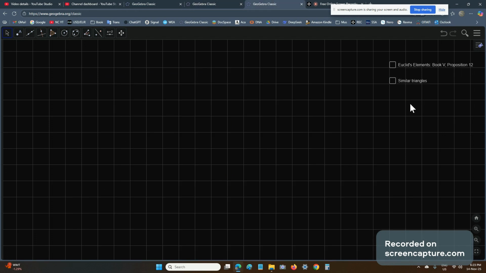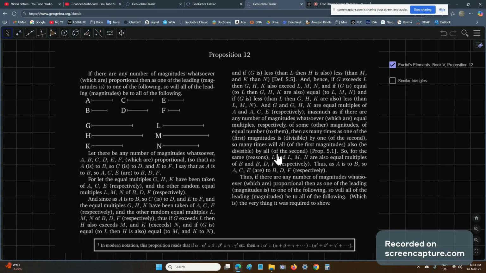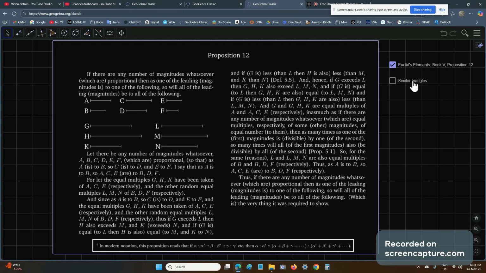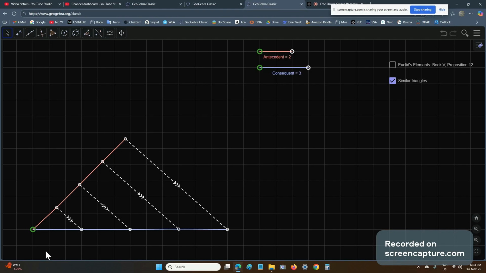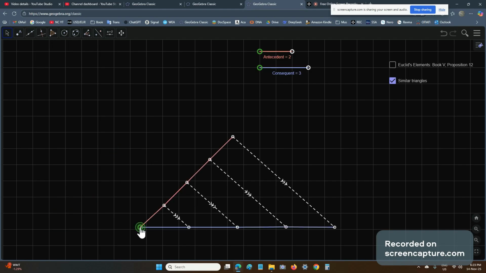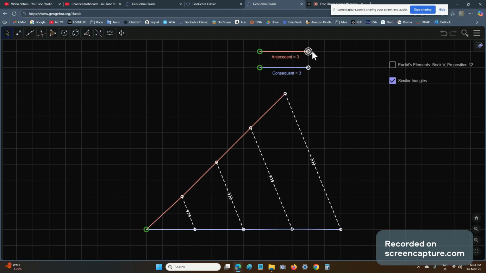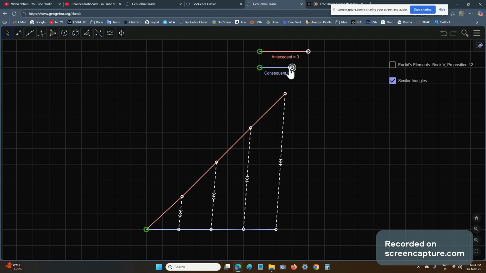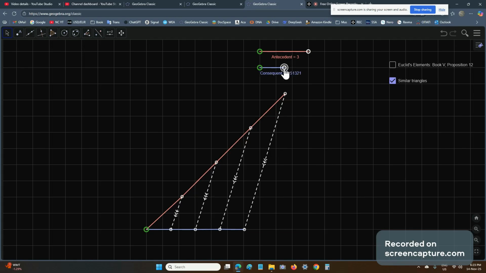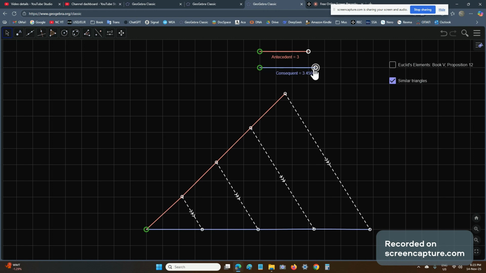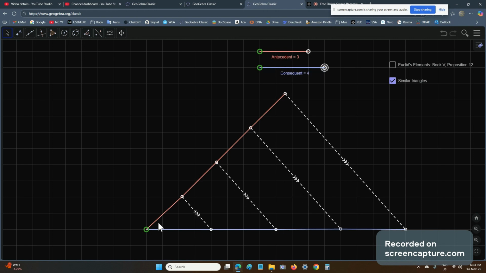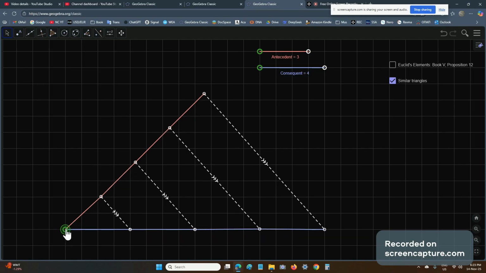Because that's so important, I'm going to show you how it's used. This is the proposition, and it's very difficult to understand in this form. So being a genius, I've made it easy for you. It says that if you increase the antecedent, these lines will still be parallel. It doesn't matter, see that? They're in proportion. It doesn't matter how you do it, and you use parallel lines to do it. So that is essentially the essence of Euclid's Elements Book 5 Proposition 12.